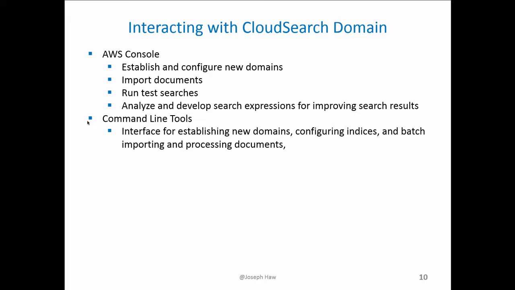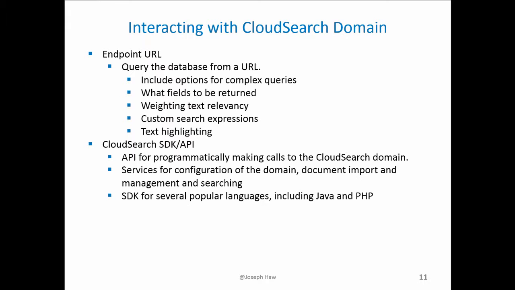This is an interface for establishing new domains, configuring indices, batch importing, and general processing of new documents into the domain. We can also use the import URL system. This is a formatted URL query, and by entering this, you would include any options that you want for your search, what fields you want to be returned, and if you want any weighted text relevancy, custom search expressions, or any highlighting. Basically, you would put that in that formatted domain, and what would be returned to you is a JSON file. And then using that JSON, you can manipulate that in a number of ways to present it to your end users.